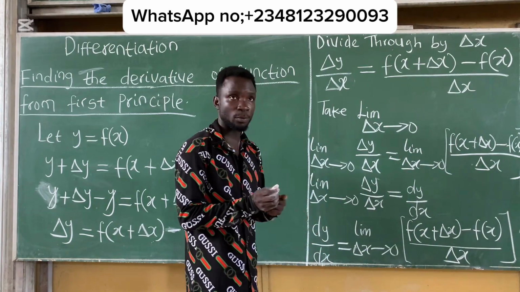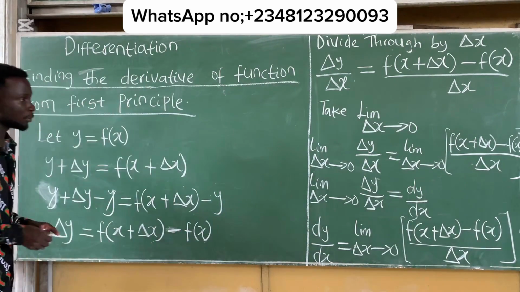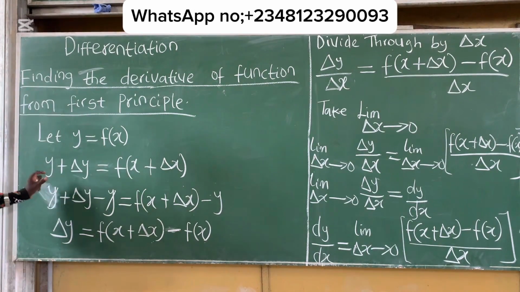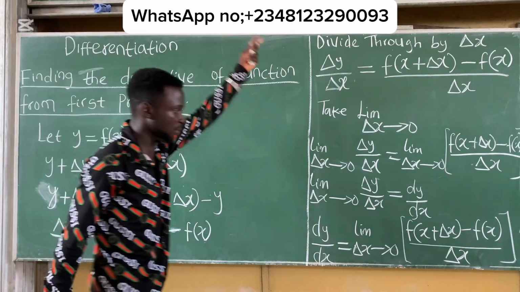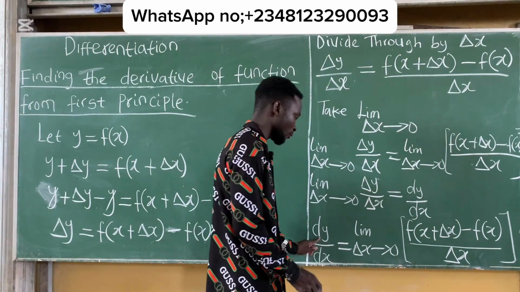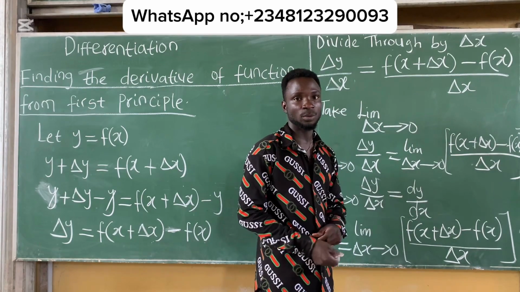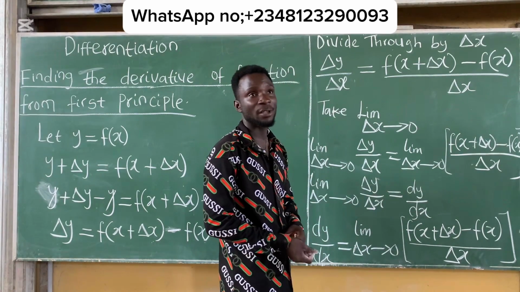So from first principle, these are the procedures we follow. If you have a function where y is equal to f of x, add the increment, then follow these procedures so that at the end dy/dx is equal to this particular formula from first principle. So let's take our first example.